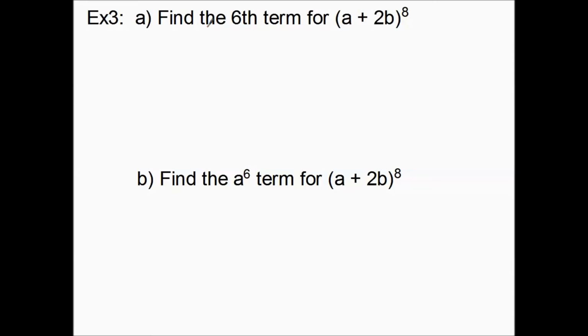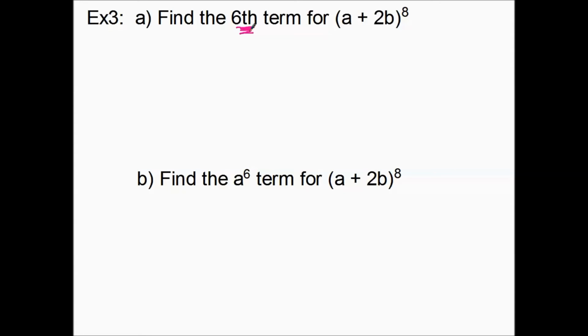This says find the 6th term. Just one specific term for this expansion. I do not want to take Pascal's triangle all the way down to the 8 row, find all 9 of those terms, and then count out to the 6th and circle it. That's a little bit longer than I want to spend on this problem. I want to just find straight the 6th term.